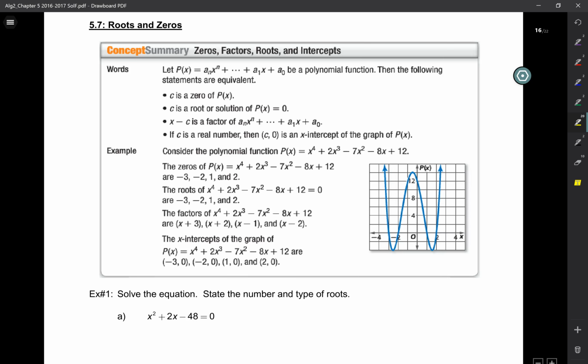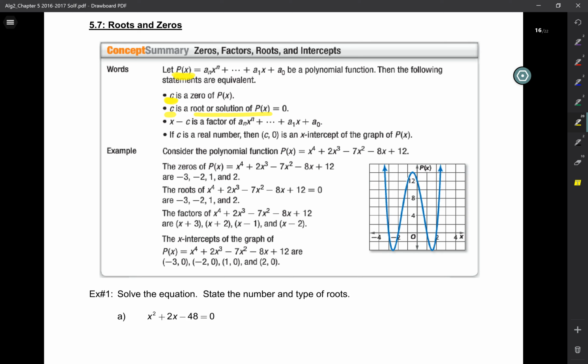5.7 picks up where we left off, and now we're going to talk about how to find roots in a more complete format. All right, so suppose you have a function, a polynomial, p of x. Now, suppose there's this number c that's a 0 of p of x. So suppose 3 is a 0 of this function. We also say that c is a root or a solution of p of x.